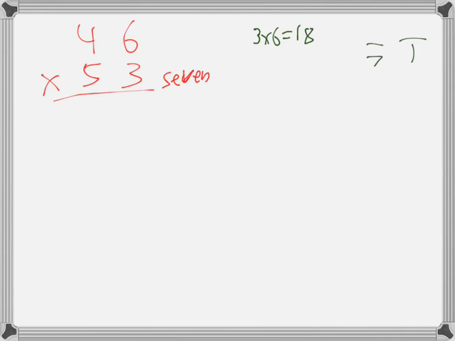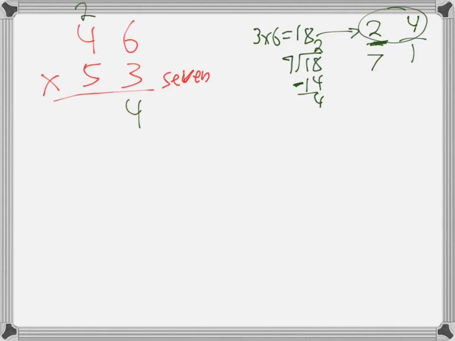So 1's place, 7's place, in base 7. So how many 7's in the number 18? You can long divide. 7 goes into 18 2 times, remainder 4, right? So that's 2 7's is 14, remainder 4. So 18 becomes 24, base 7. So I write 24. We good on the first step?